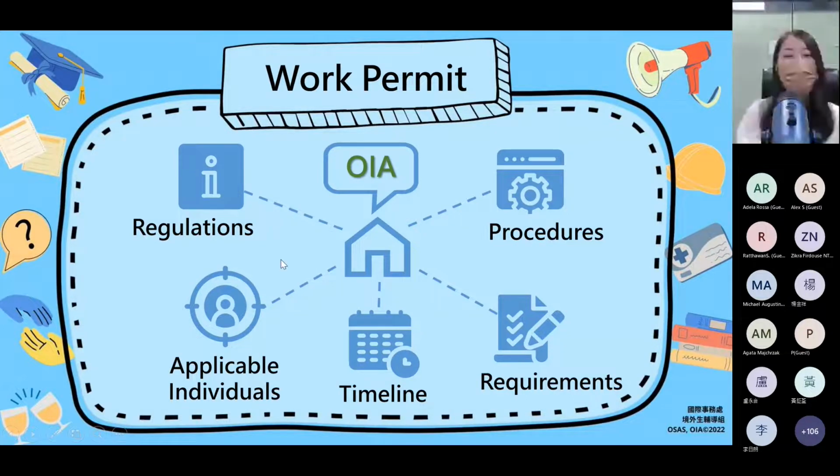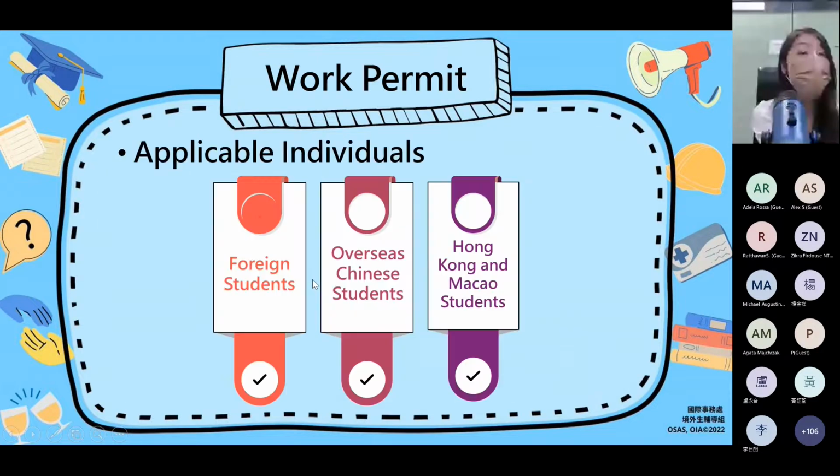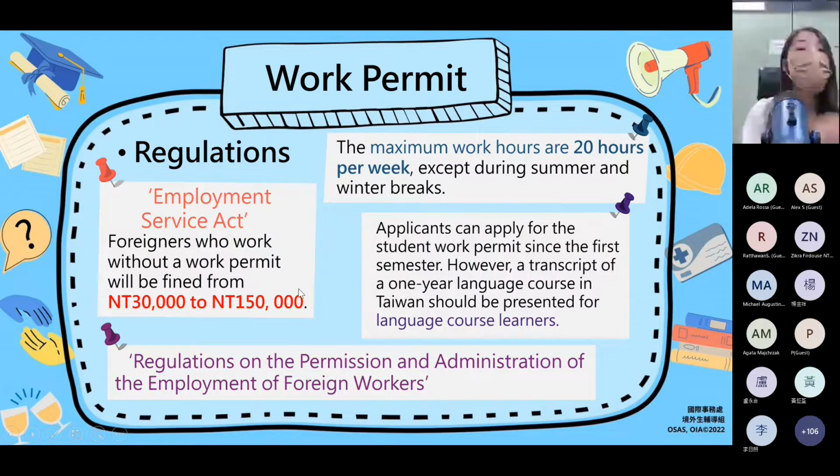First, let's talk about some regulations you have to follow if you would like to do the work permits. According to the Employment Service Act, foreigners who work without a work permit will be fined from NT $30,000 to NT $150,000. And for that money, you can buy 5 iPhone 14s, right? So don't violate the regulation.